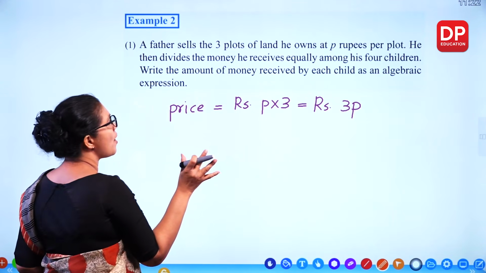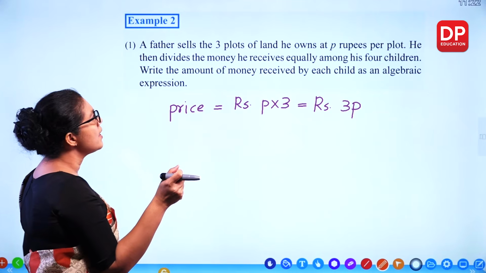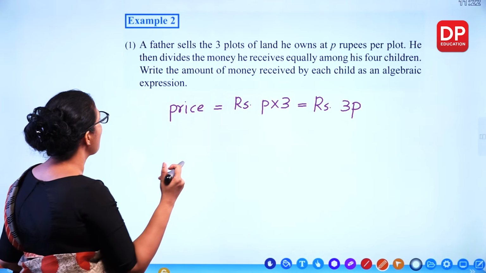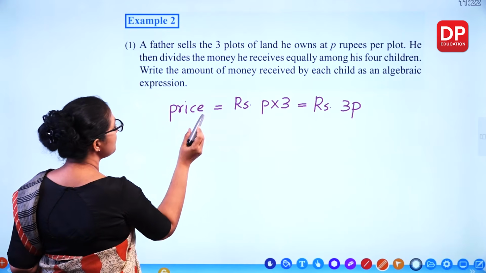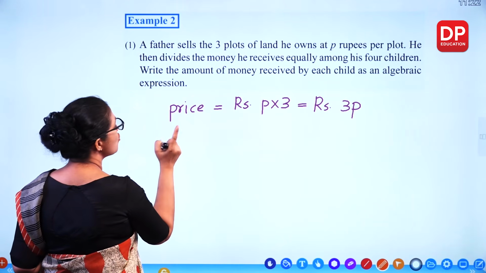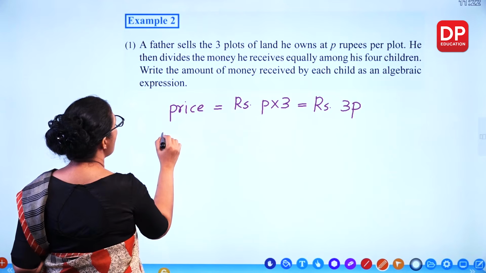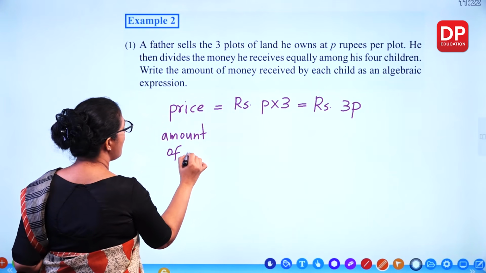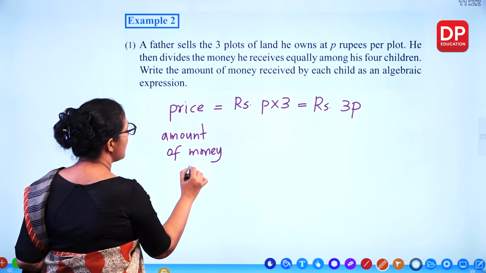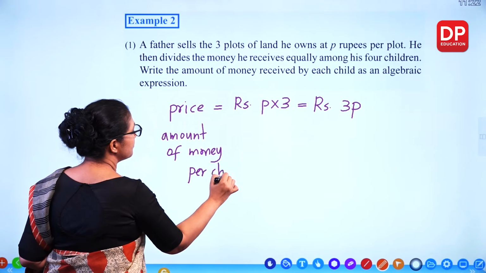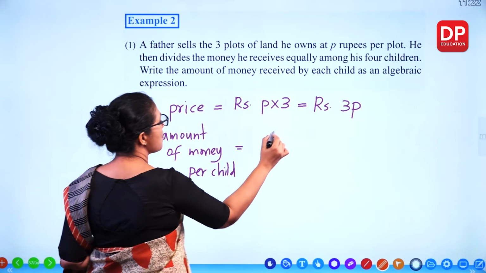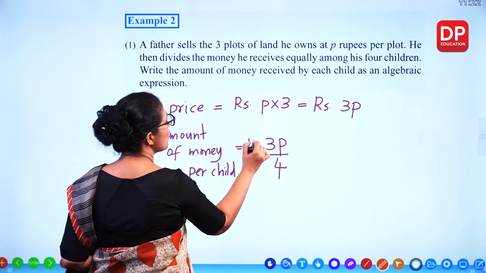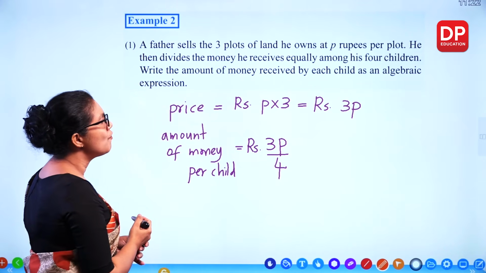Now that's the total amount. So now he divides it into 4 equal parts. 4 children are there. So what's the amount of money received per child? This amount 3p you need to divide equally by 4. So 3p over 4.